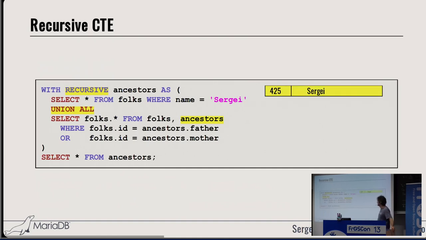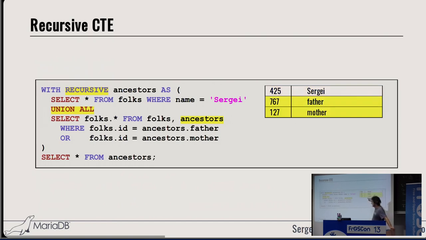Then it executes the second select. And at this moment, the value of ancestors is just one row. So it joins this row with the table folks, using ancestors, and finds my father and mother, joining with the column ID. So it finds two rows. And using UNION ALL, it appends those two rows to the already found result. So it appends two more rows.